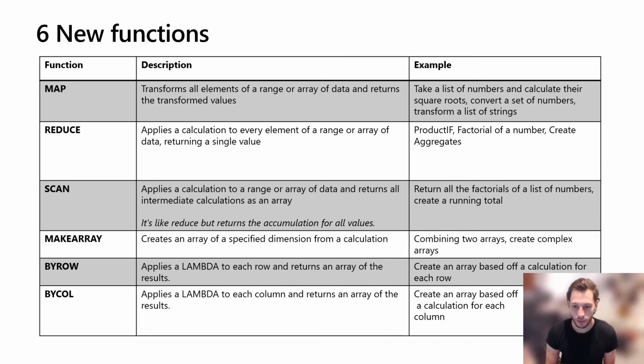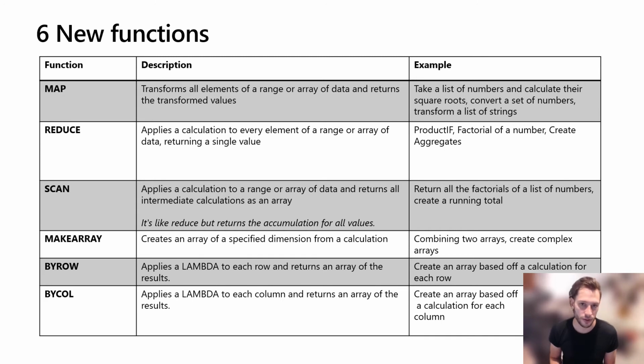ByRow is pretty valuable because it allows you to take a lambda and apply it to each row. So if you have a table and you want to apply a single calculation and return a result for each row, that's where ByRow is useful. And then of course, the sibling function, ByCol, does the inverse of that. Instead of taking rows and returning a single result, this will take a column and return a result for each of those too. So hopefully that explains a little bit about what each of these do.